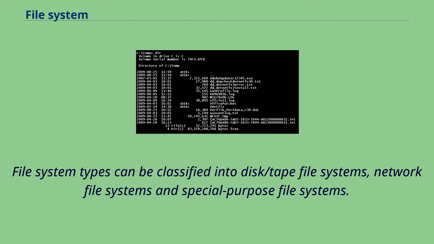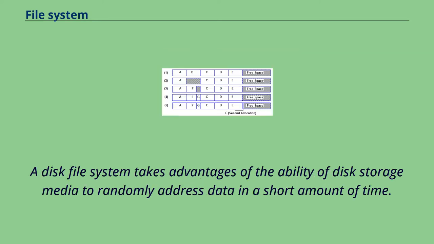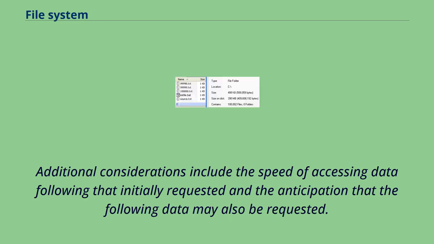File system types can be classified into disk/tape file systems, network file systems, and special-purpose file systems. A disk file system takes advantage of the ability of disk storage media to randomly address data in a short amount of time.